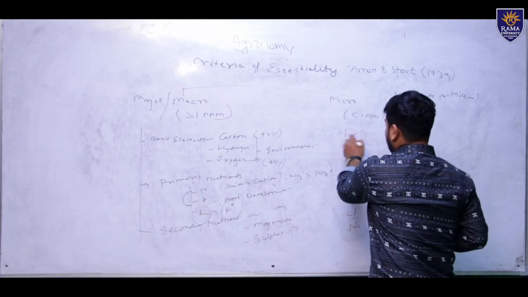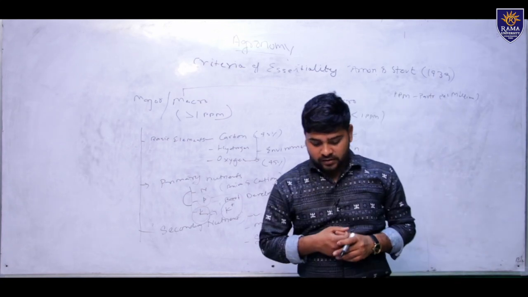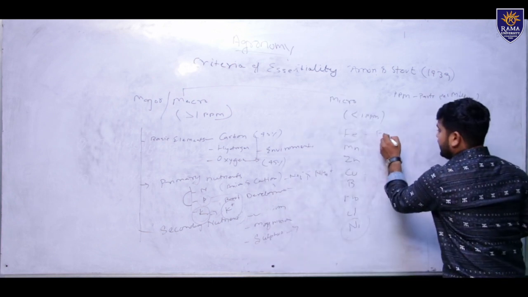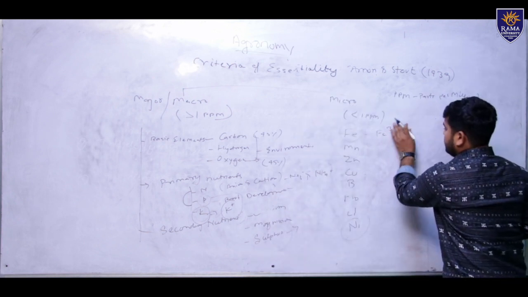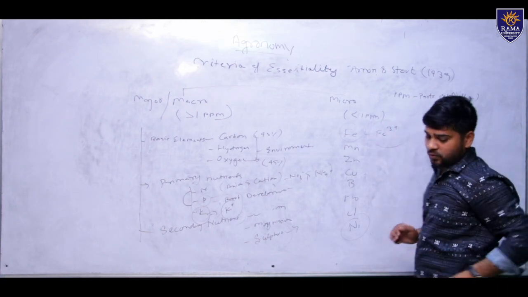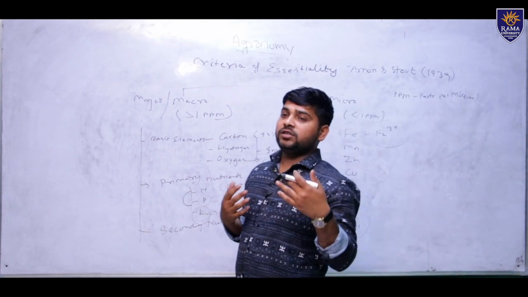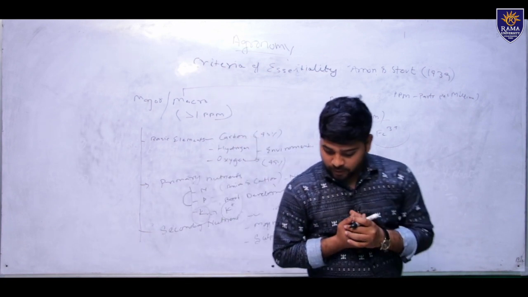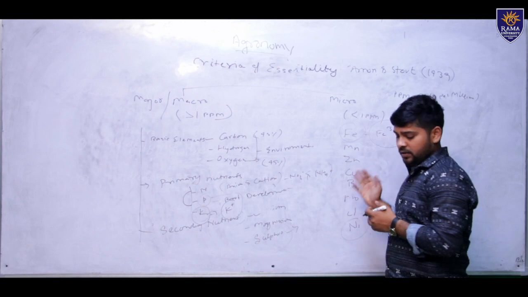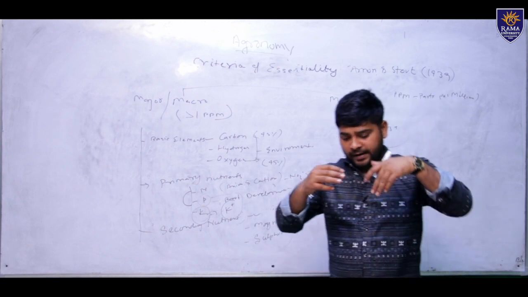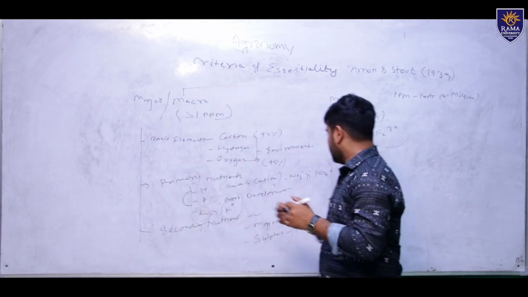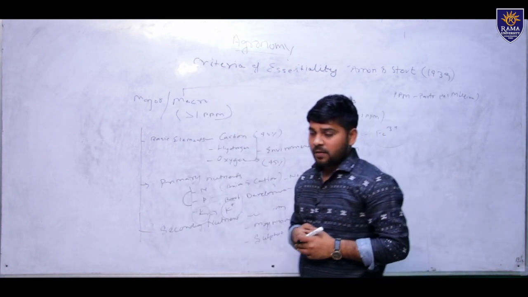Fe. What is the function of Fe in the plant? It is absorbed in the form of ferric, Fe3+. It is a component of ferredoxin, cytochrome, peroxidase, and chlorophyll, and also acts as an oxygen carrier in plants. Okay. Then manganese.